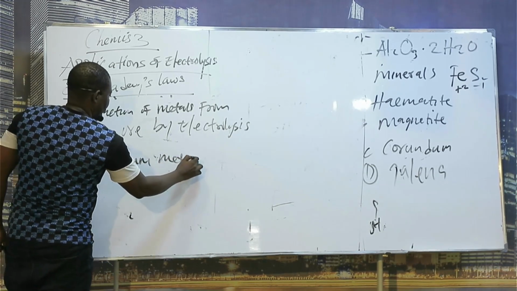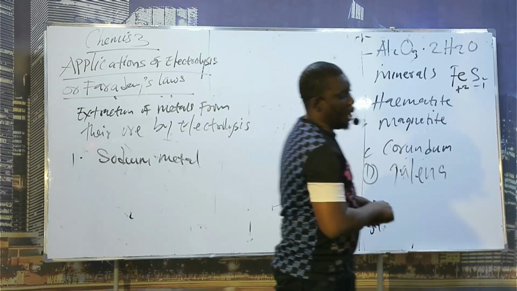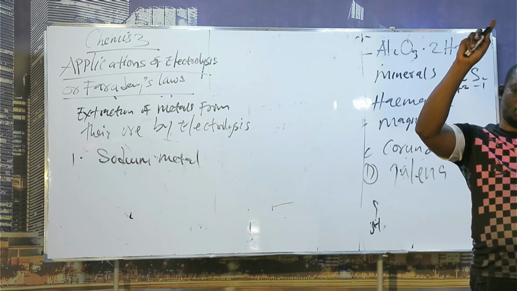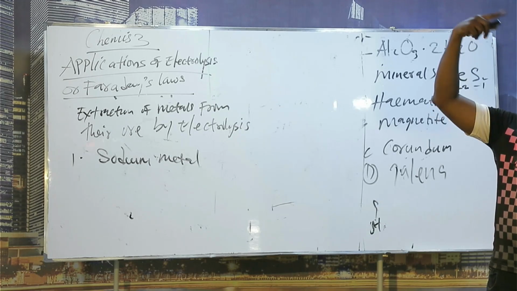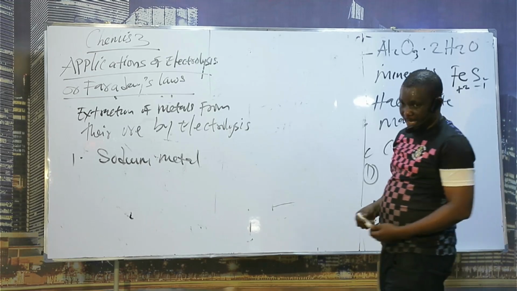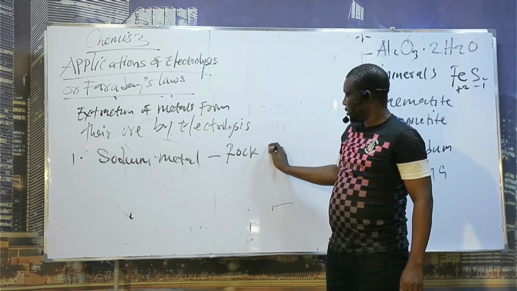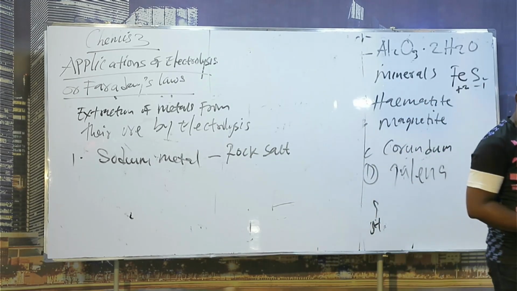Sodium metal. What is the chief ore? Many ores, but a particular metal has one major ore. So what is the chief ore of sodium metal? Rock salt.